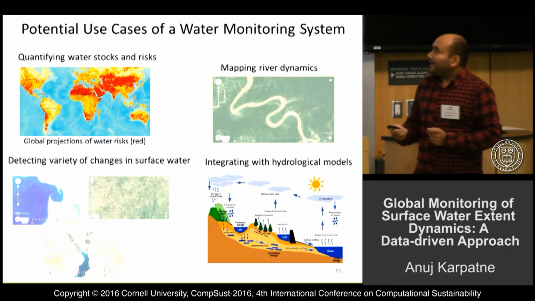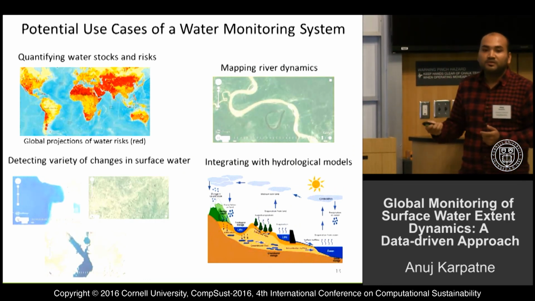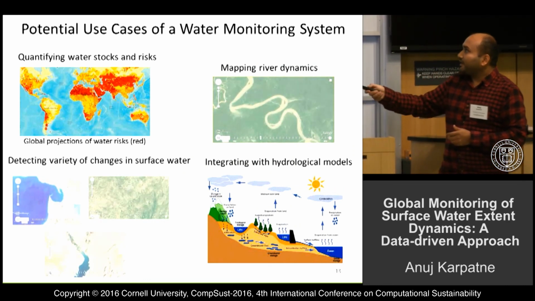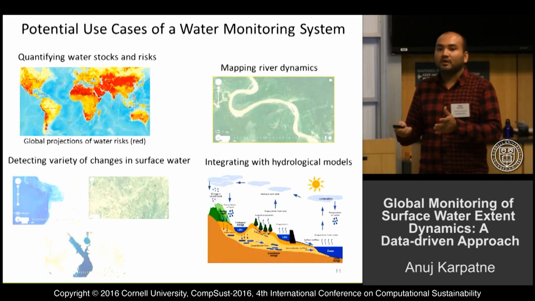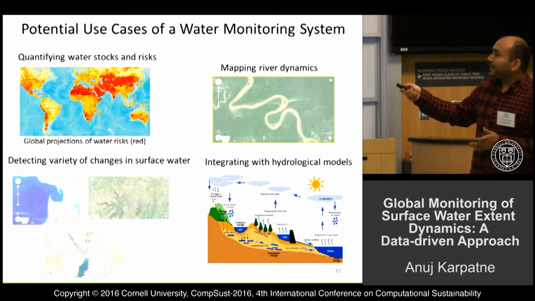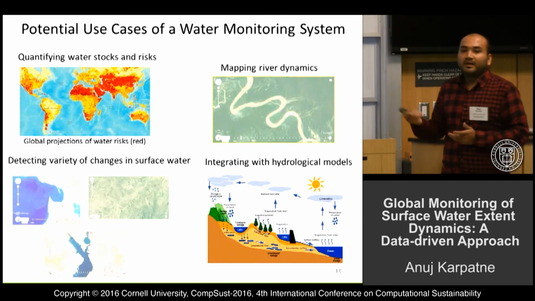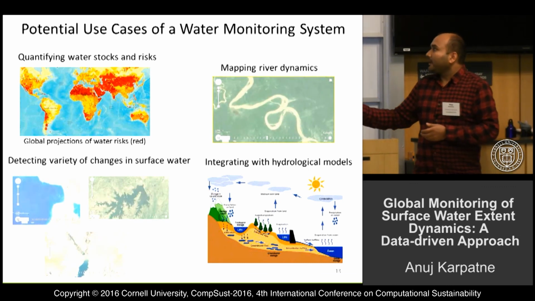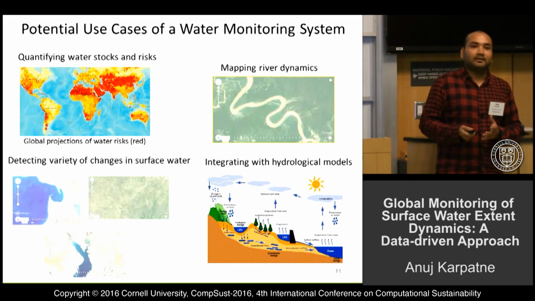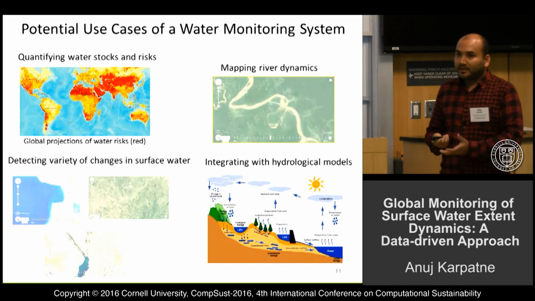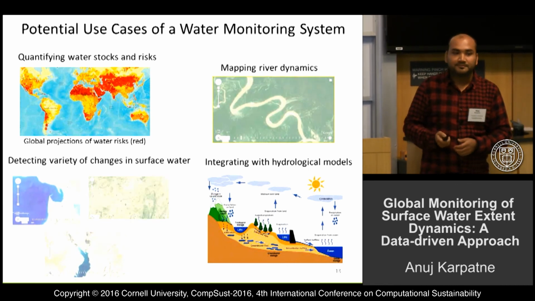So with that, I would like to conclude. There are a number of potential use cases of this data set. We can use it to quantify the available water stocks and risk, to map river dynamics, and a variety of other types of changes happening in surface water. And finally, we would like to integrate this with hydrological models to deepen our understanding of surface water.